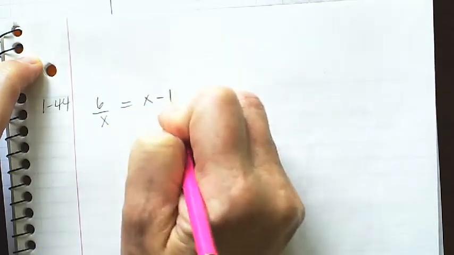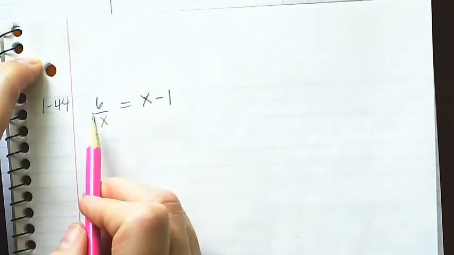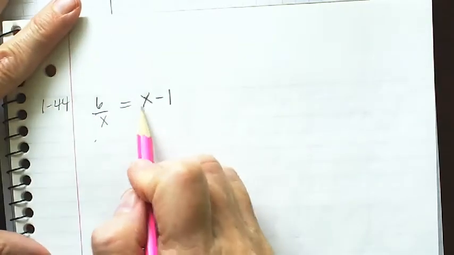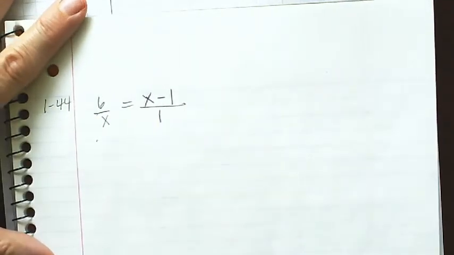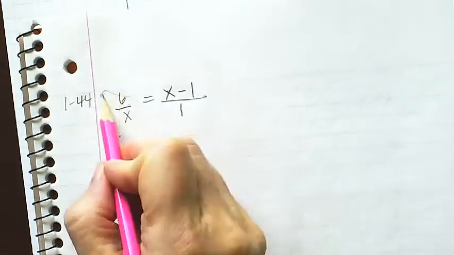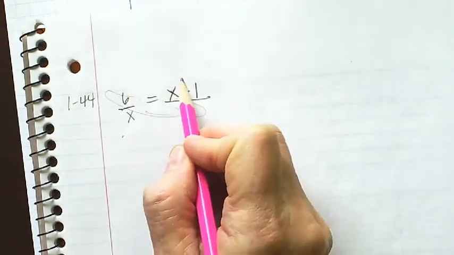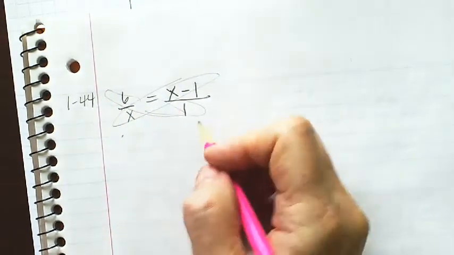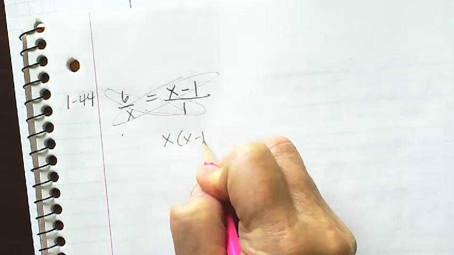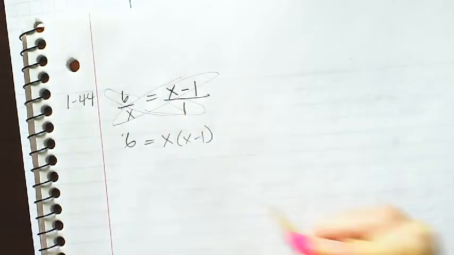144. We're just solving some equations. So I want to get x by itself. If it helps, put a 1 under x minus 1. So x times x minus 1 equals 6.